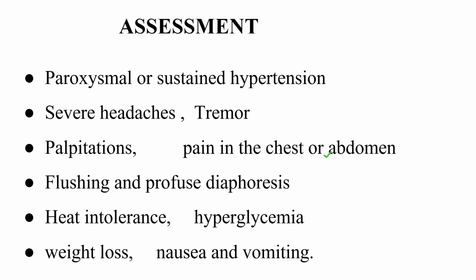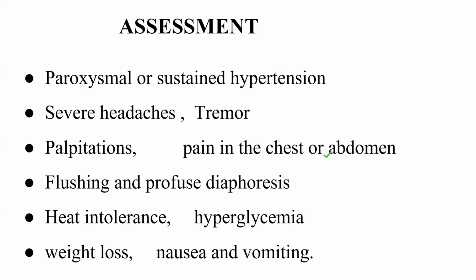So what are the assessments? There's paroxysmal and sustained hypertension. Patient is always having hypertension. Patient might not even be a known hypertensive patient, but with this disease, because there is an increased production of epinephrine and norepinephrine. We use that for our unstable client, especially client that is having very low blood pressure. Take for example, a patient at their last phase of life, okay, we give epinephrine and norepinephrine. This is just to help to sustain their blood pressure.